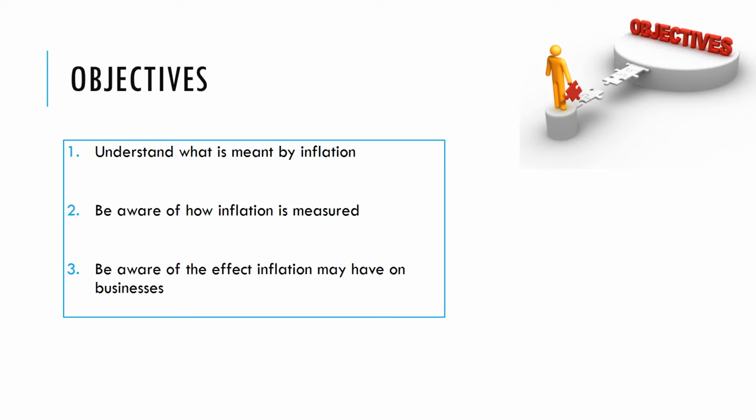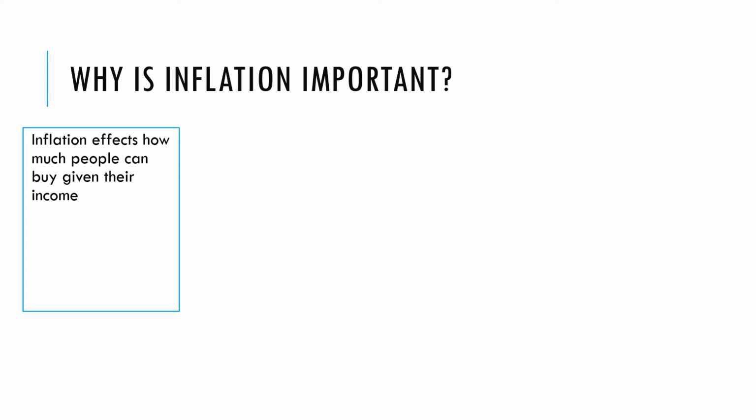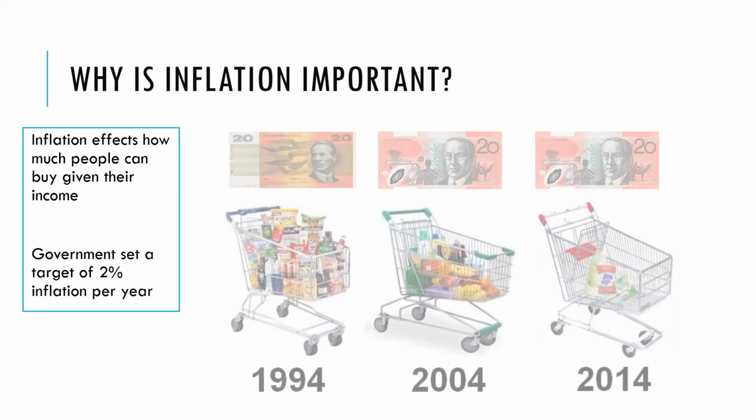So we've looked at what is inflation, and we've looked at how inflation is measured. We're now going to look at the effect inflation may have on businesses. Well, why is inflation important? Inflation is important because it affects how much people can buy given their income. So the government want a low level of inflation, and they set a target of 2% inflation per year.